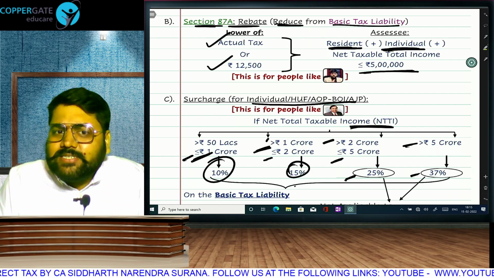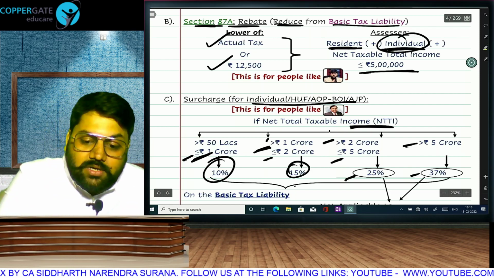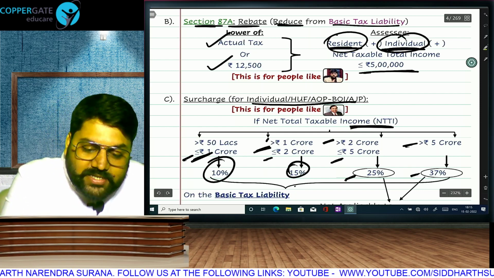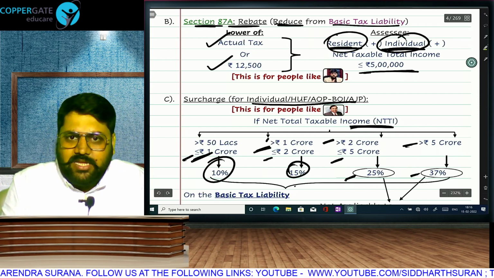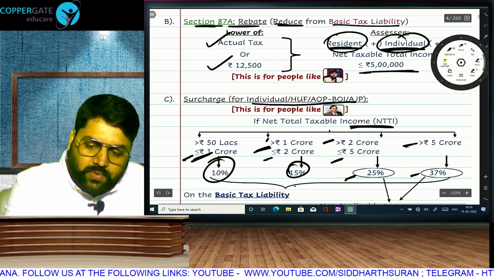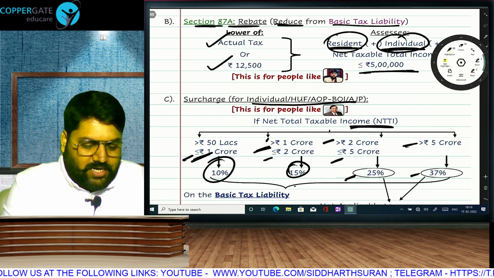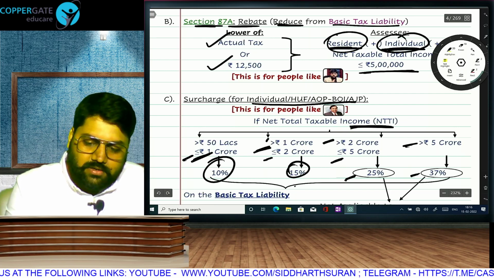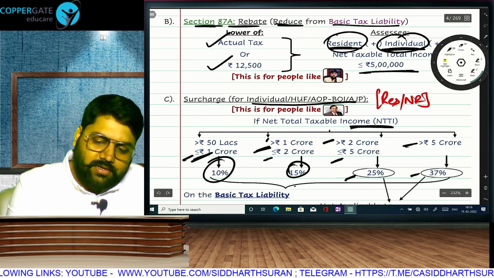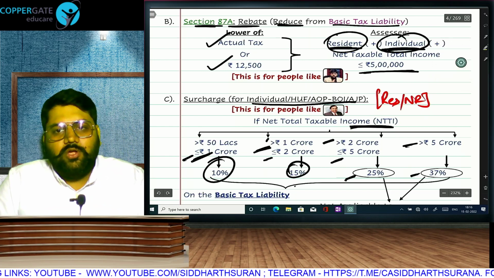Surcharge comes for all assessees. Rebate is only for individual. Second, rebate is only for resident. Look at surcharge. Have we mentioned anything? No. That means surcharge will come whether you are resident or non-resident. Surcharge will be applicable for both.